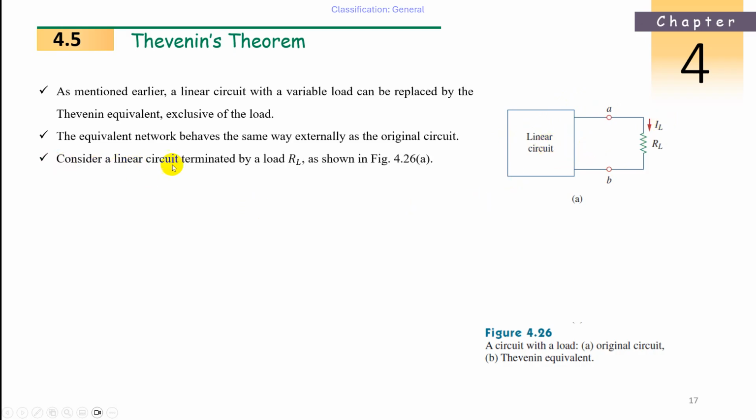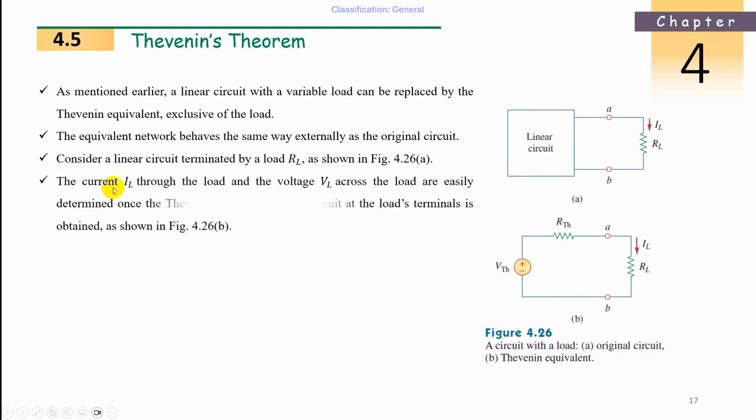So just consider a linear circuit terminated by RL as shown in the figure, which can be replaced with a V Thevenin and R Thevenin. How to do that? The current IL through the load and the voltage VL across RL, between A and B, can be obtained from this figure. IL is equal to the total voltage divided by the total resistance, which is nothing but your current IL.